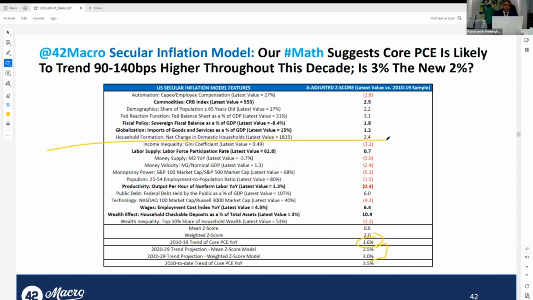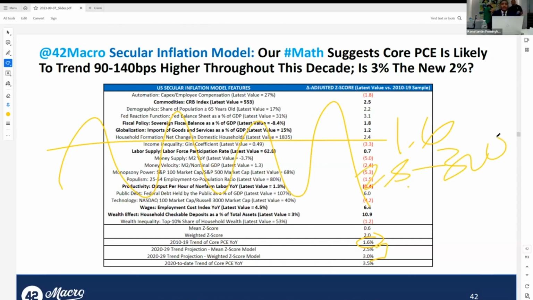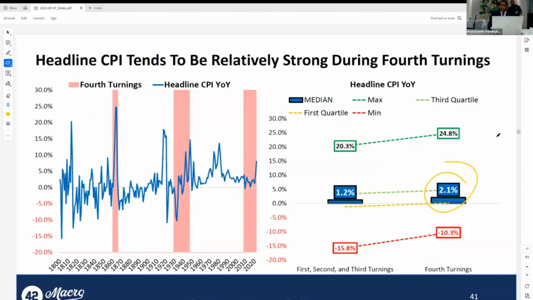And so when I say the underlying trend, obviously inflation has volatility and oscillates, but that underlying trend has gone from about 1.6%, at least according to our model, to somewhere around 2.5 to 3%. And so that's consistent with the analysis that we've done with inflation time series going back to the 1800s that suggests that inflation not only tends to rise, but it's persistently stickier and higher in fourth turning environments.